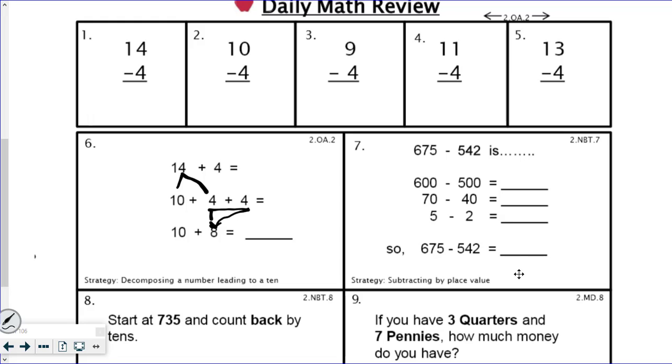Number 7, we're going to practice subtracting by place value. So we're going to subtract 542 from 675. To do that, we're going to subtract the hundreds, subtract the tens, subtract the ones, and then add these back together to find out the difference. Pause your video and do number 7.